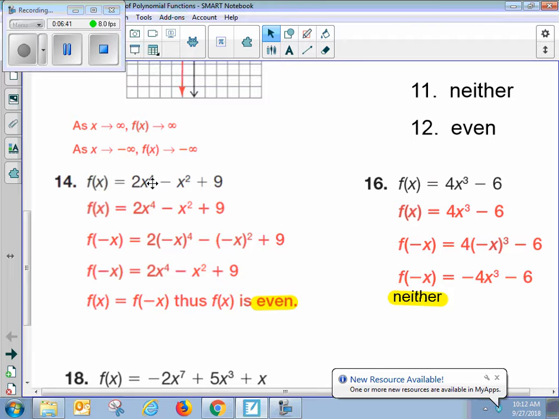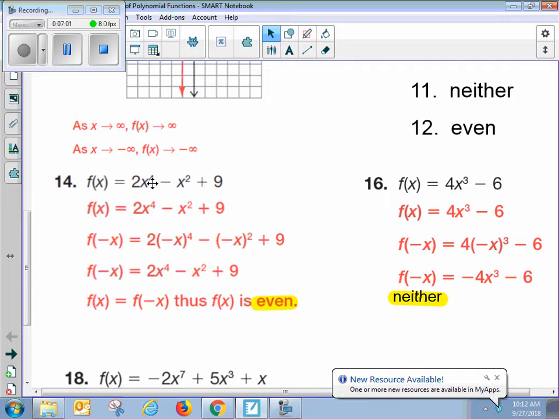So you guys will be at different levels, but I see number 16 as a cube being stretched by 4, a vertical stretch of 4, and shifting down 6 units. So today we're going to talk about that, and you'll see if it holds on to its odd function question.